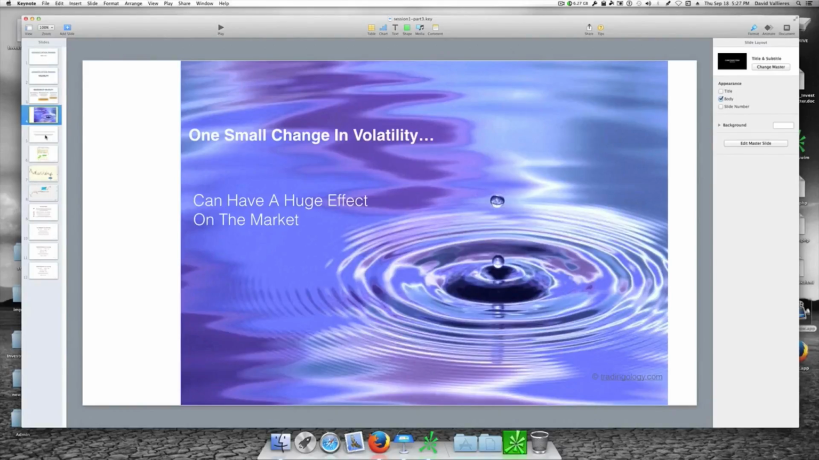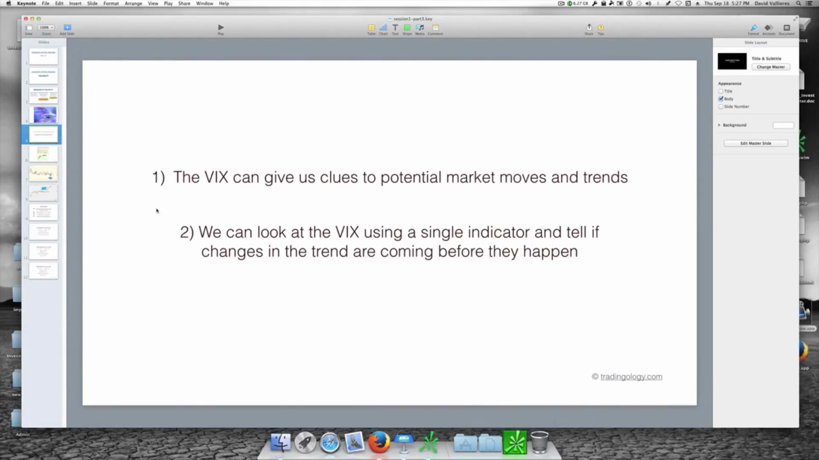In fact, it could affect the entire market. So the VIX can give us clues to potential market moves and trends, and we can look at the VIX using a single indicator and tell if changes in the trend are coming before they happen. And we'll get into that in just a few minutes.